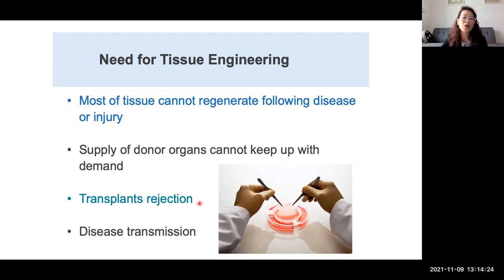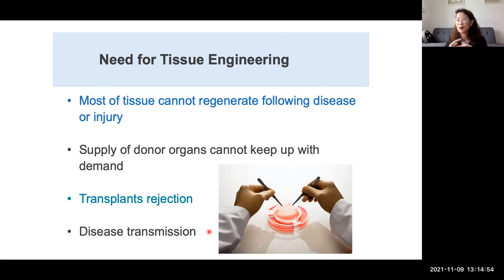And also, when we create new tissues in the lab, we are able to match the immune system of the organ that we culture and put it back to the owner of the cells. So there's no issue of transplant rejection, because it's created from the original patients who have the disease. And also we prevent disease transmission.